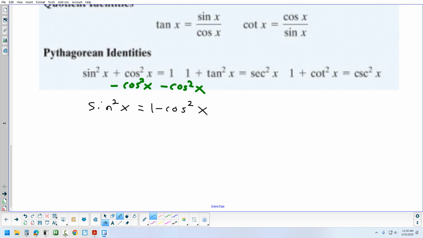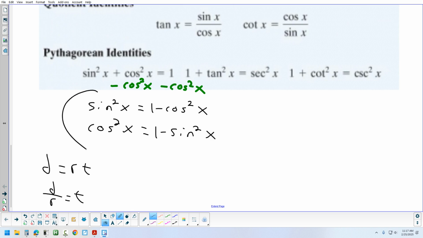Okay? Same thing with sine squared. If I subtracted sine squared from each side, sine squared would be gone. I would be left with cosine squared on the left. And if I subtracted sine squared, I'd have 1 minus sine squared on the right. It's just like taking the formula distance equals rate times time and writing it as distance divided by rate equals time. But it's the same thing. You just rearrange the variables. Okay? That's all I'm doing here. All right, so any question on those identities, especially this idea of rearranging them?